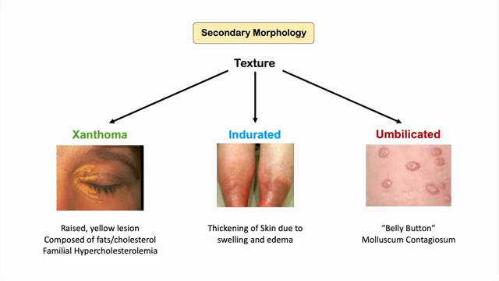And another term we can see being used is umbilicated. You can think of umbilical cord or umbilicus, and really what that means is belly button. An umbilicated lesion would be something we see in molluscum contagiosum. So you see this raised lesion, but there's a little central indent, and that is what we call the belly button of that skin lesion. So this skin lesion is raised, but umbilicated as well.